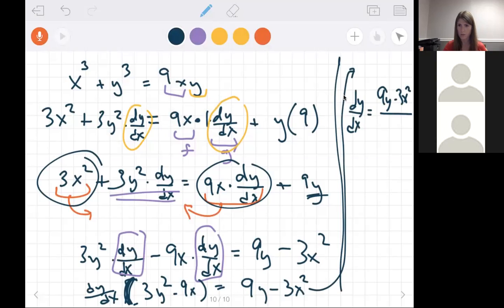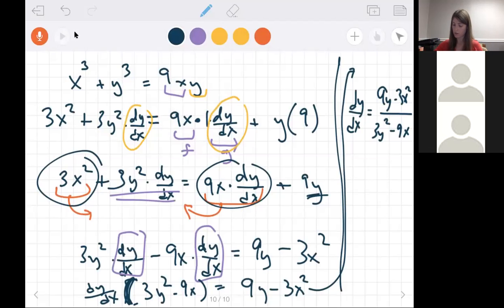I'm not sure if you can see that behind the picture. On mine, the picture is blocking it there. And 3y squared minus 9x is going to be our denominator. Now, complicated looking derivative, we've got some symmetry happening, but at this point, that's the expression for the derivative at any x and y value. It's not focusing on a specific x and y value. So let me jot that down so I can make sure I get it correct on the other page.